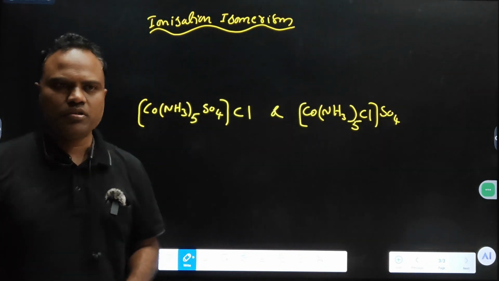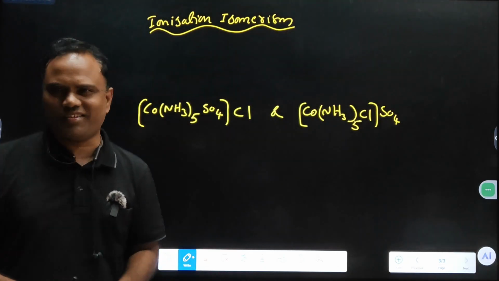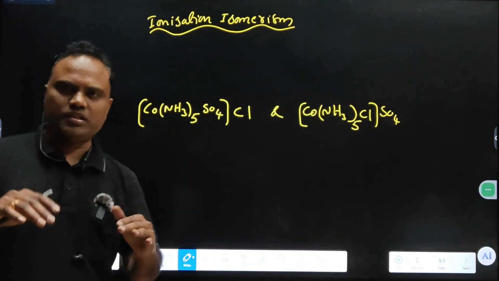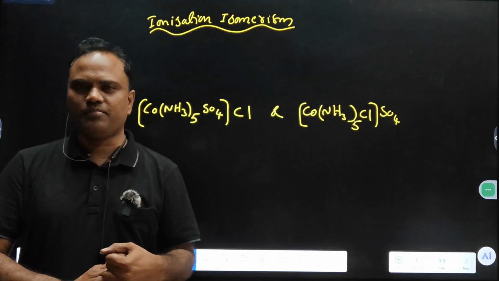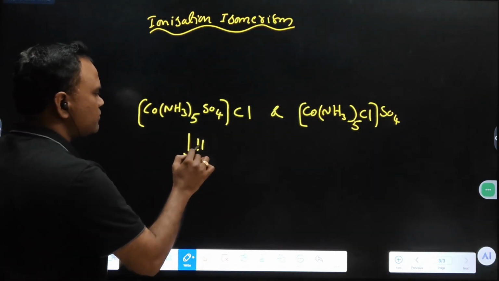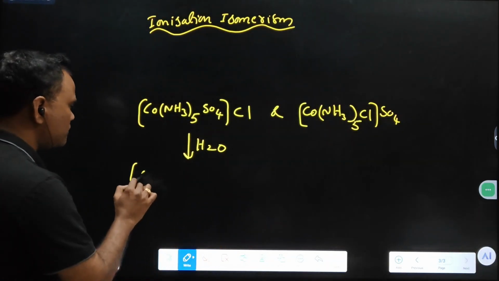Any difference? What is the difference? In formula there is no difference. In structure there is a difference. Which type of difference is also important? Clear? Once we dissolve this complex in water, when we dissolve this, what will we get?